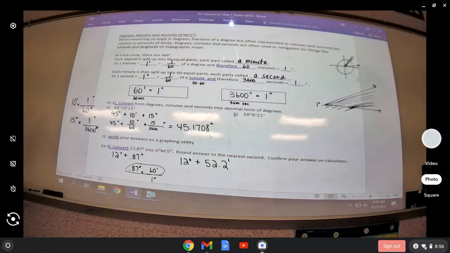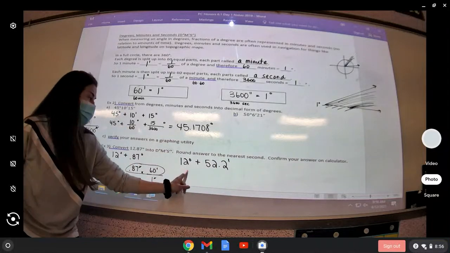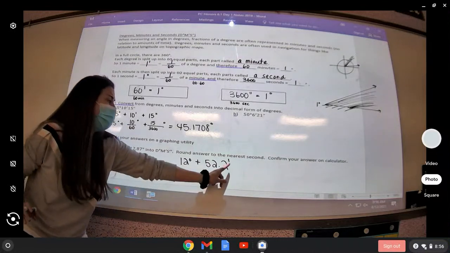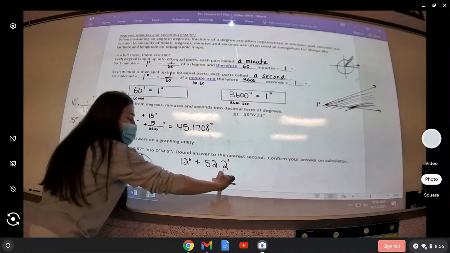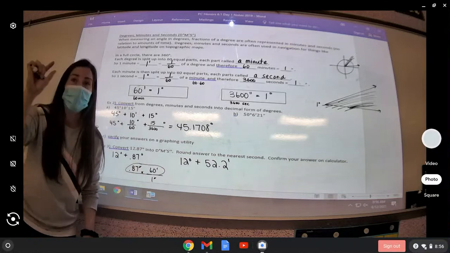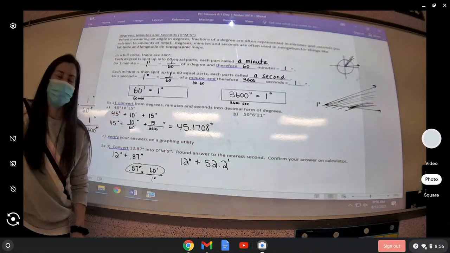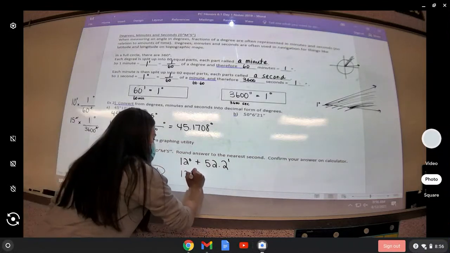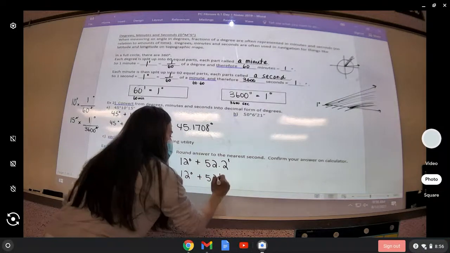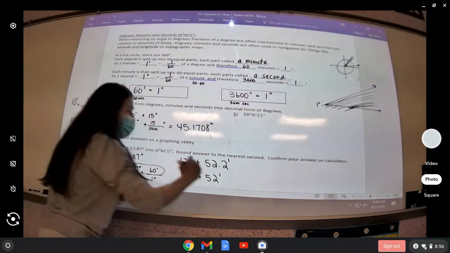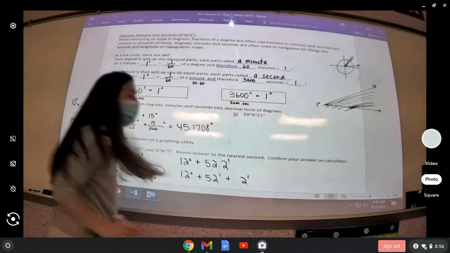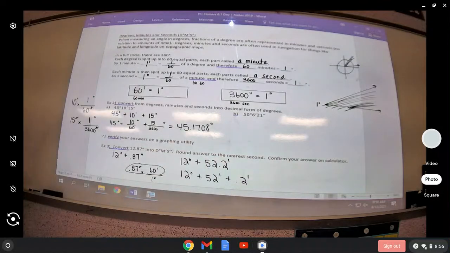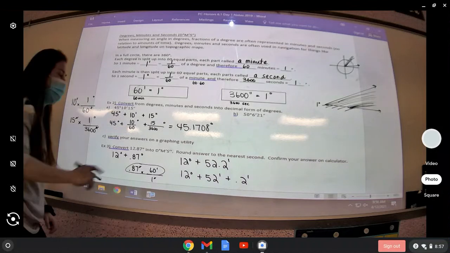So that's where we stand. This got us to minutes. So 12 degrees plus 52.2 minutes. So guys, now the decimal of the minutes is what we're gonna convert to seconds. So now we're gonna have 12 degrees plus 52 minutes plus 0.2 minutes left over. And it's the 0.2 minutes that we're gonna convert to seconds.